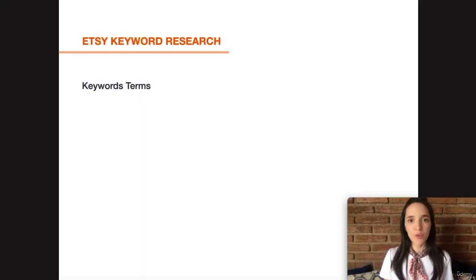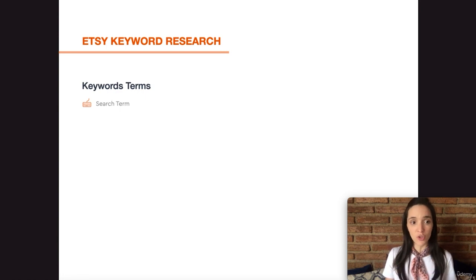Before we start our keyword research, it's important to understand some keyword terms that we're going to be mentioning. The first one is going to be search term. And this one is actually pretty obvious. This is going to be a term that is used by customers to search for your product. So they're literally words that they're going to be using in the Etsy search box in order to find your product or products that they've been looking for.